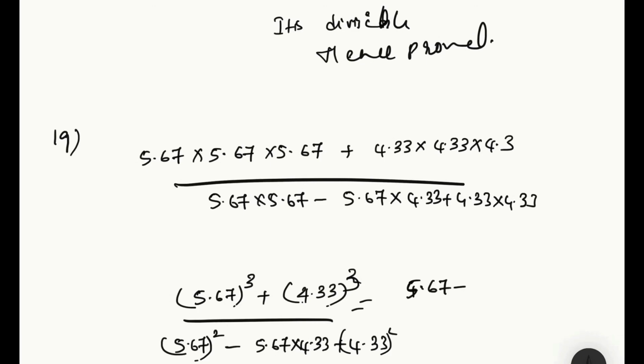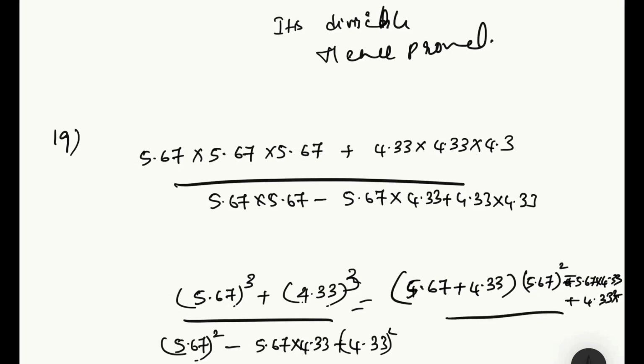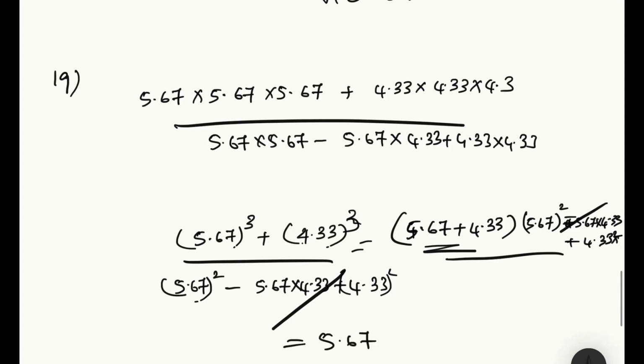This is equal to 5.67 plus 4.33 into, a cube plus b cube is a plus b into a square minus ab plus b square, so 5.67 square minus 5.67 into 4.33 plus 4.33 the whole square. Just see, our numerator and denominator will be equal, right? So what is left out? Your answer will be 5.67 plus 4.33, that is equal to 10. Your answer will be 10.